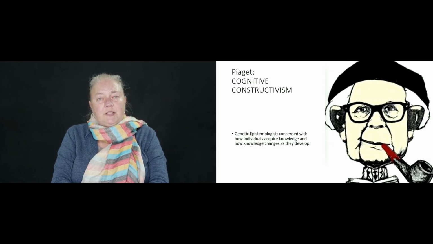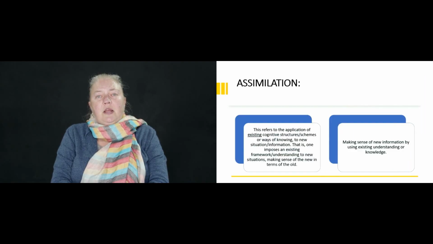The first theory I'll cover today is the theory of cognitive constructivism, proposed by a genetic epistemologist called Jean Piaget. Now, Jean Piaget was very concerned with how individuals universally acquire knowledge and how knowledge changes as they develop. So we can think of knowledge as learning. Genetic epistemologist means genesis, the beginnings of epistemology, knowledge. So a genetic epistemologist is someone who's interested in how knowledge develops and changes over time.